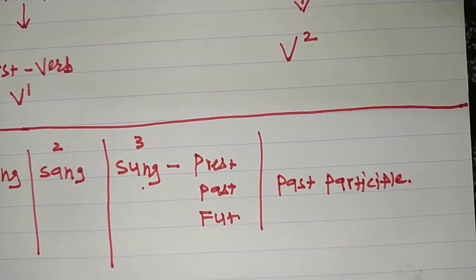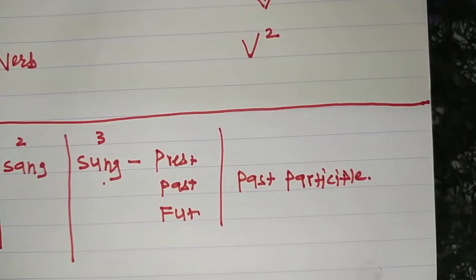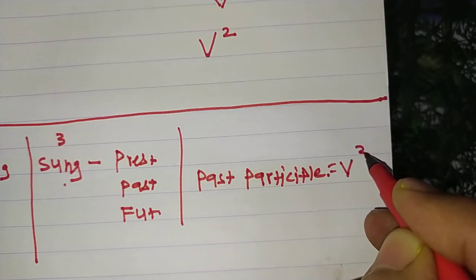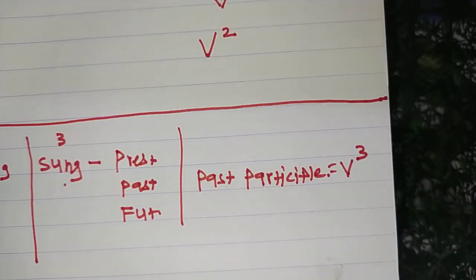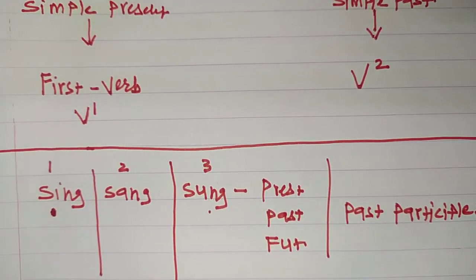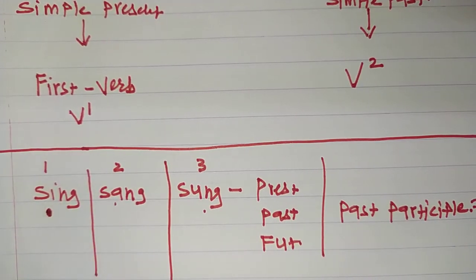If someone asks you what is the past participle, the simple definition of the past participle is V3. V3 means the third form of the verb. But right now we will talk only about the first and second form of the verb. This third form we will discuss when we learn any perfect tense. Okay, this point is clear for everyone. Once again I repeat.